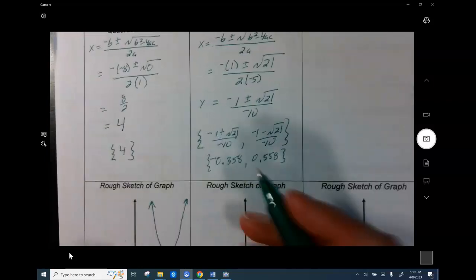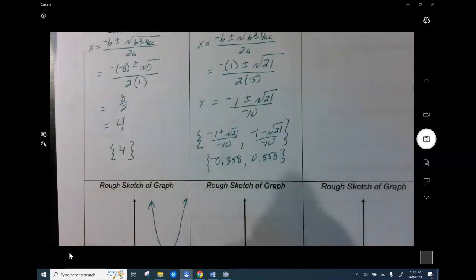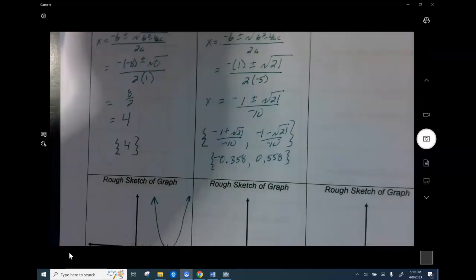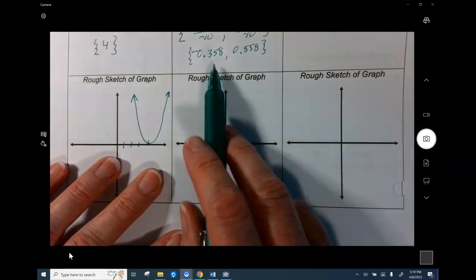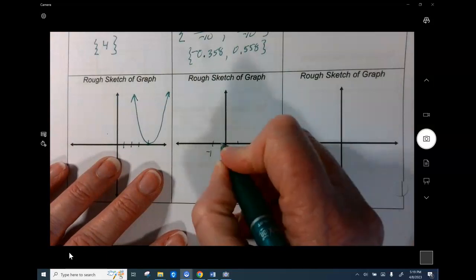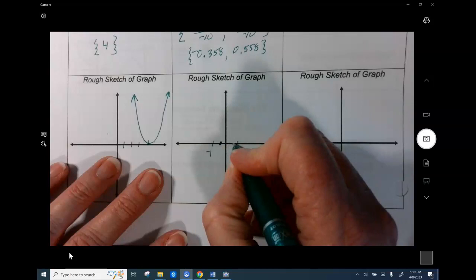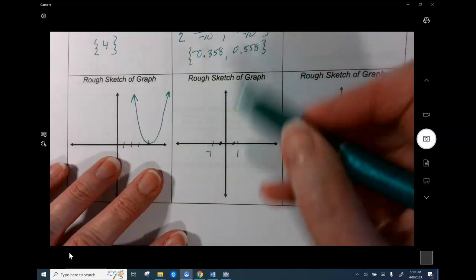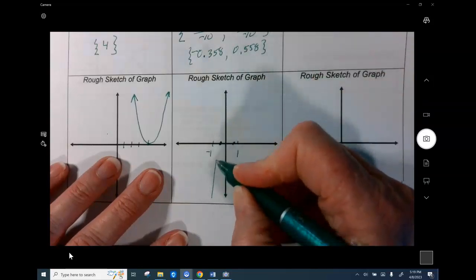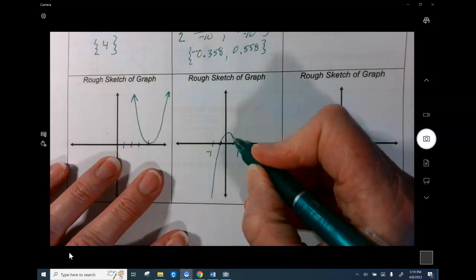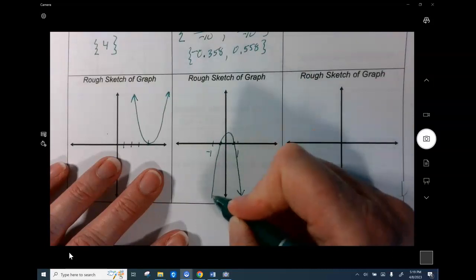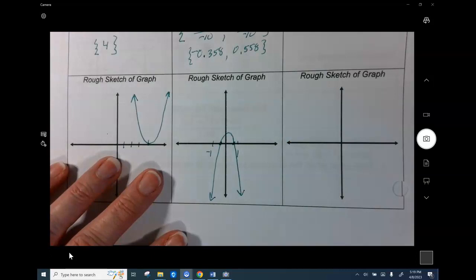So what we're going to do is we're going to come down here and say, hey, here's negative 1, and here's 1, and I'm going to give it some space because we have to get that in there. So negative 0.3 is about right there, and negative 0.5 is about right here. And this opens down, so it's going to come up like this and take a pretty sharp little turn right there and come right back down. Okay, so we just kind of give a sketch to it.